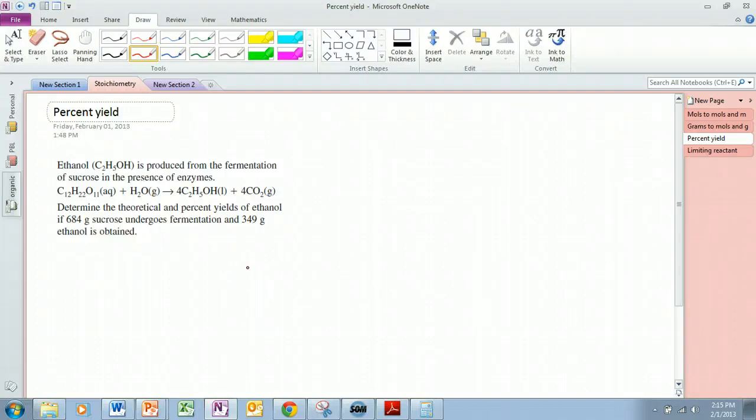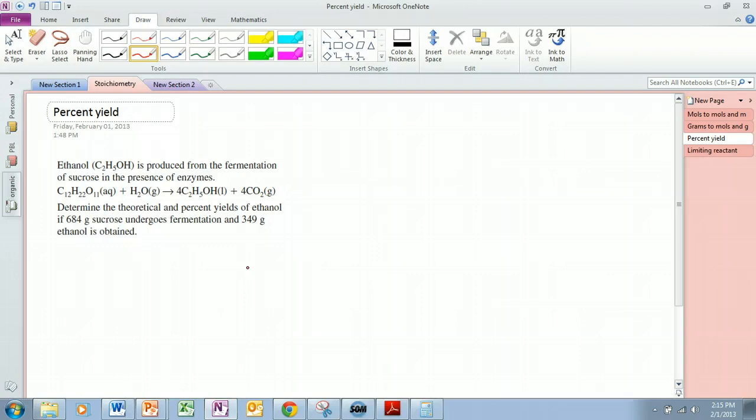Hi guys, so it's time to talk about percent yield, and I thought this was a really good problem because it makes you calculate both the theoretical yield and then calculate the percent yield. Sometimes you'll have already been given the theoretical yield and you just have to do the percent. But for honors guys, I thought that was too easy.